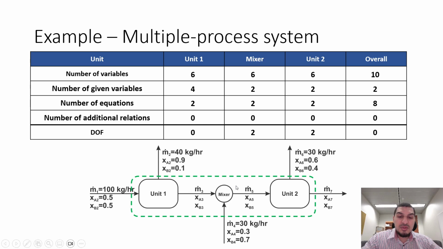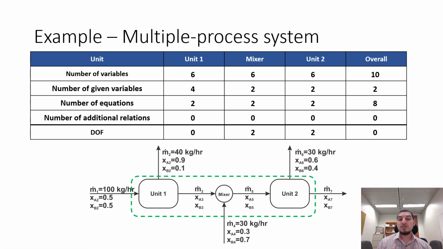These two pieces of information are going to be added to the information we have in the mixer. So this will add two pieces of information here, making the degrees of freedom of the mixer 0. So I can say that after solving unit 1, I will be able to solve the mixer. And if I solve the mixer with the knowledge of stream 3, I will calculate stream 5, the variables in stream 5, which means that I know two more pieces of information that I can give to unit 2. So this makes the degrees of freedom of unit 2, or the number of given variables, 2 plus 2, which makes the degrees of freedom 0, which means that I can solve unit 2.